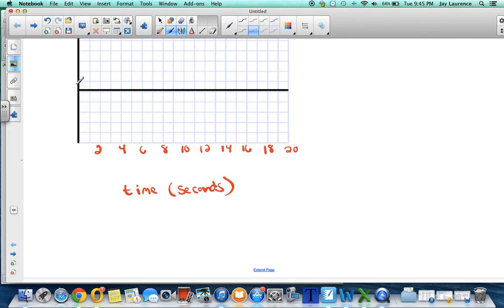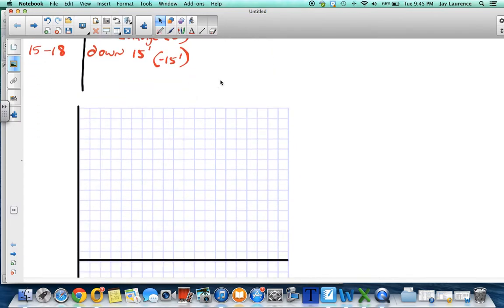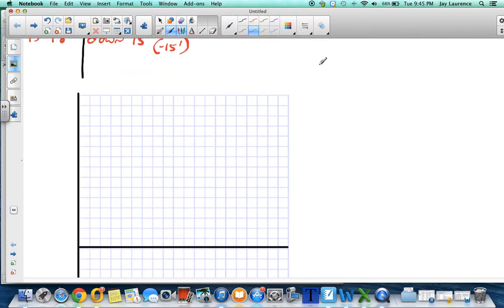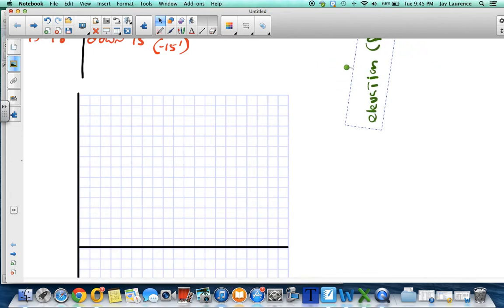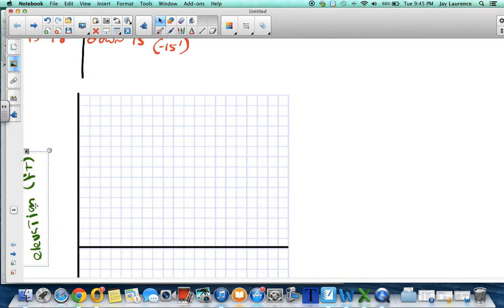Now, along the y-axis, that's going to be my elevation, right? I can't seem to get that to move. Hold on a second. There we go. So this will be the elevation, and that'll be in feet. I'll do that in green. Elevation in feet. And I'm going to turn that vertical, and put it over here.